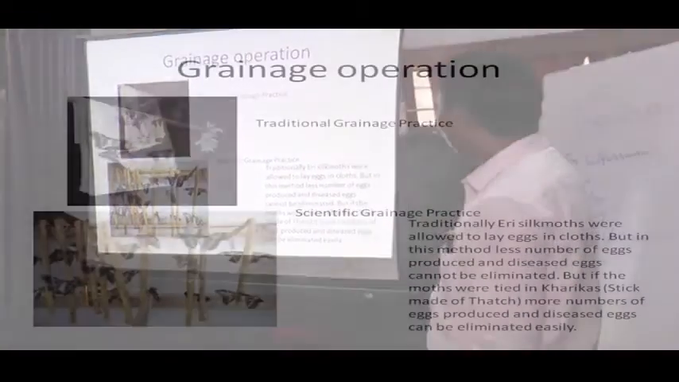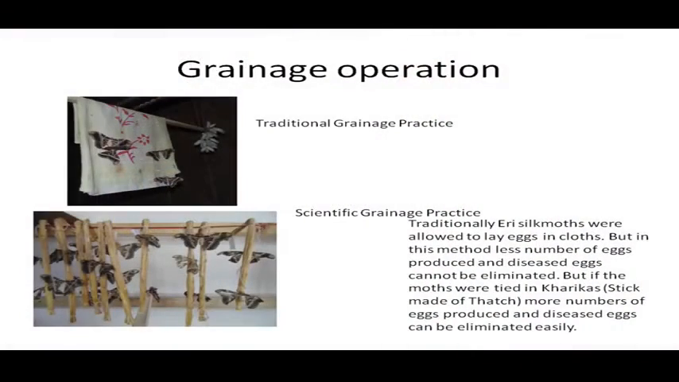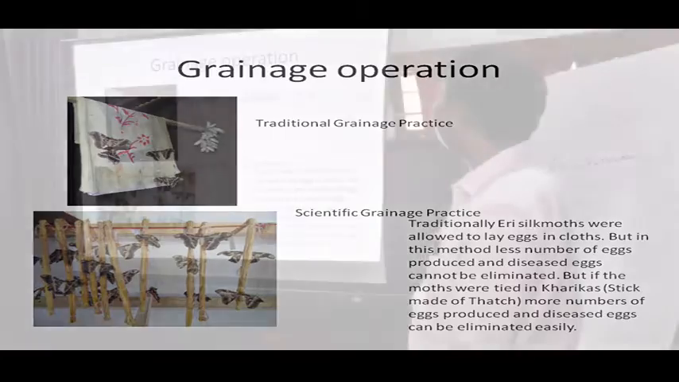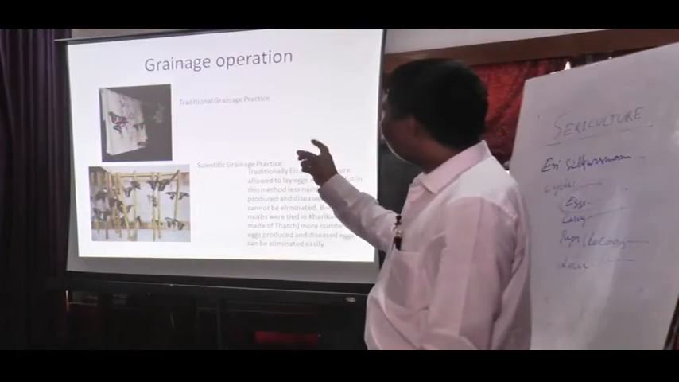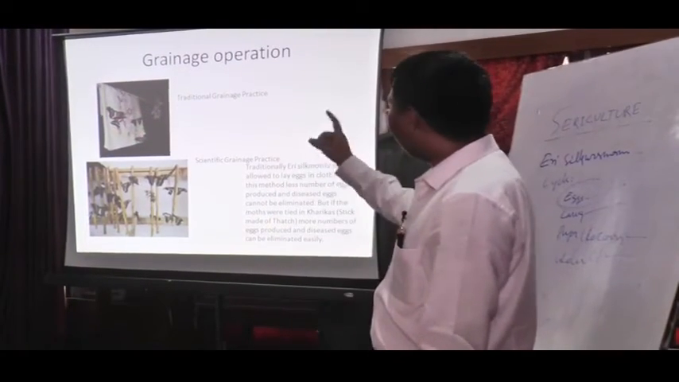If we go for the details about the rearing of Eri, right from the start we have to begin the grainage operation. Traditional and scientific rearing we have to mention in case of Eri rearing also. So traditionally, grainage practices are like this: villagers or farmers tie the cocoons in a cloth and hang them like this, so that the moths emerge, and after emergence they lay eggs there.